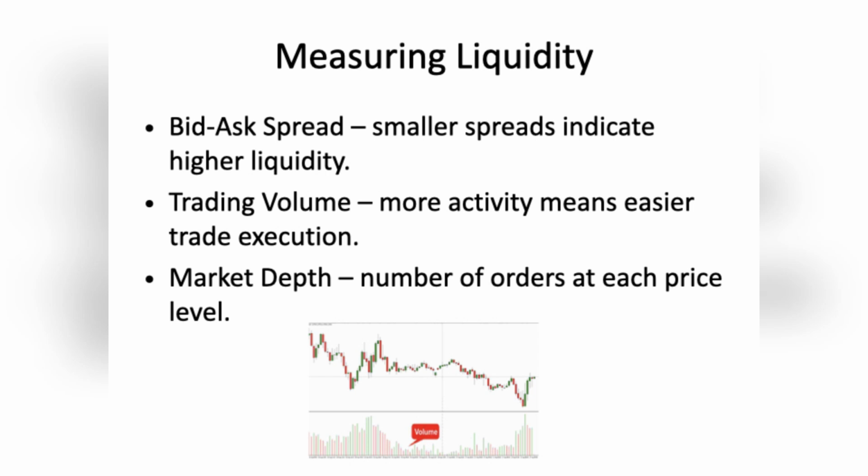Liquidity can be measured in several ways. The bid-ask spread is one of the most common. Narrower spreads mean more liquidity. Trading volume also matters. Higher volume usually signals more active markets. And finally, market depth, the number of buy and sell orders at various price levels, tells you how robust liquidity really is.